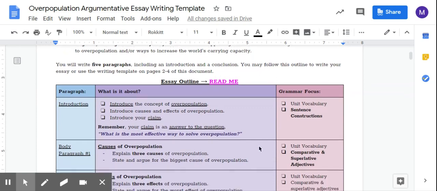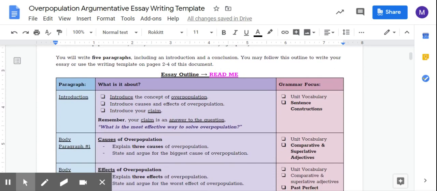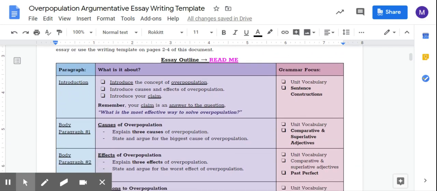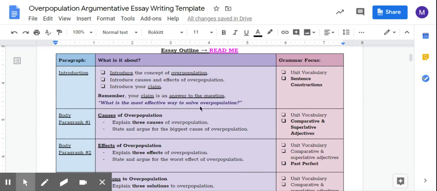So, you're going to write 5 paragraphs, including an introduction and a conclusion. You may follow the outline below to write your essay or use the writing template on pages 2 through 4 of this document, or both. So let's read through the essay outline.